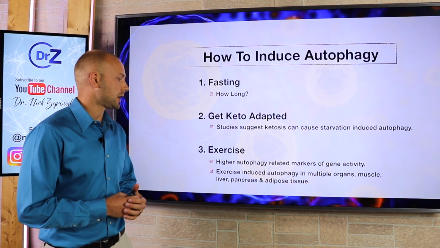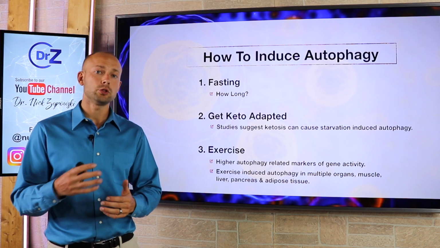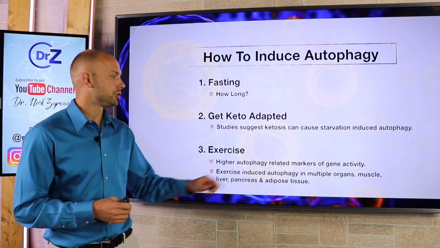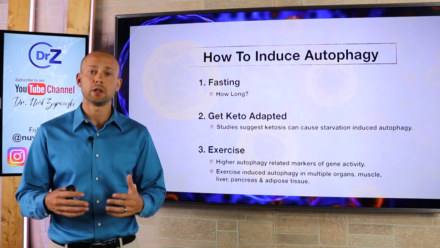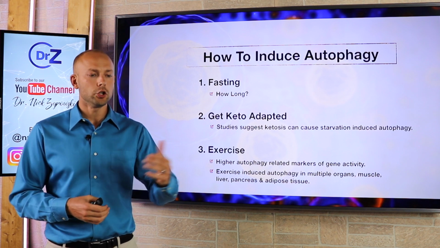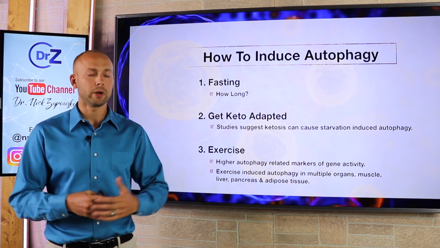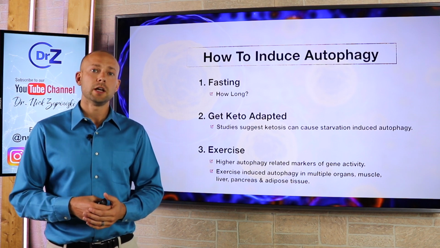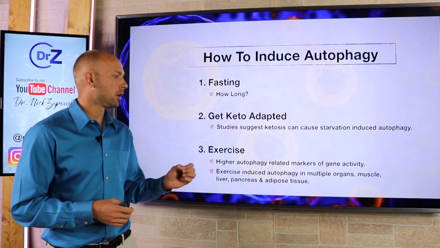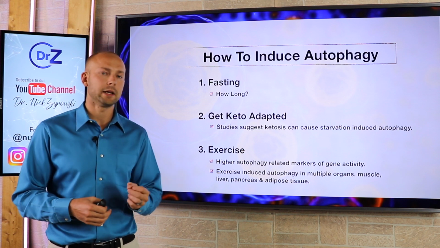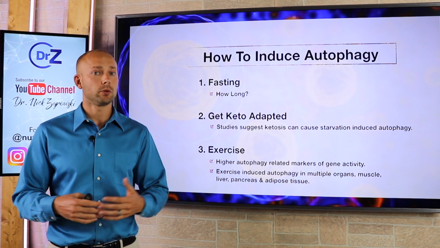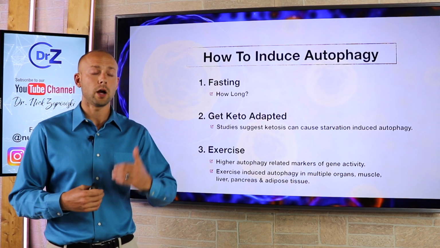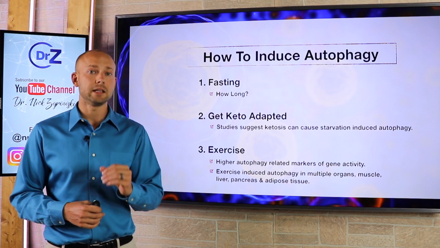The next here is exercise. Basically, what they found is that those who exercise have higher autophagy-related markers of gene activity. So what this basically is saying is if you're someone who has exercised on a regular basis, let's say 5 days a week for 5, 10 plus years, essentially you're going to have higher amounts of autophagy-related markers of gene activity. And so exercising we know is good, but if you're exercising on the regular, it's even better.